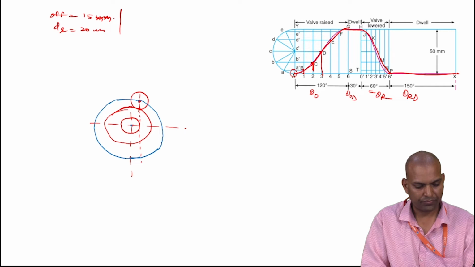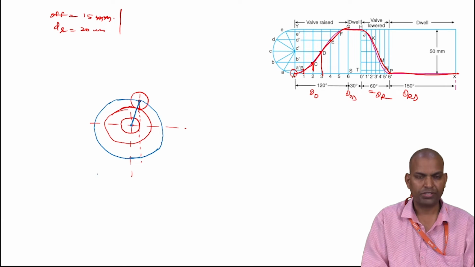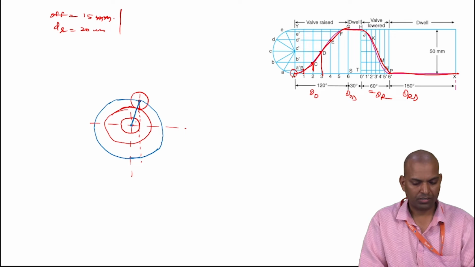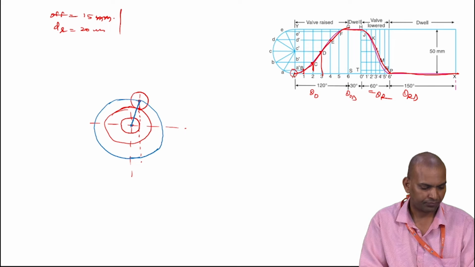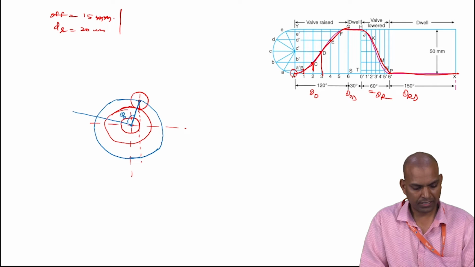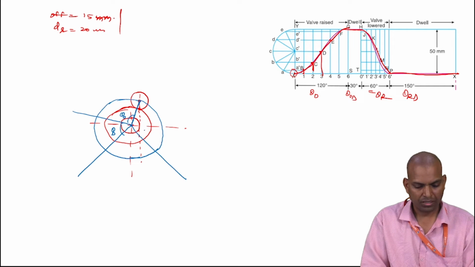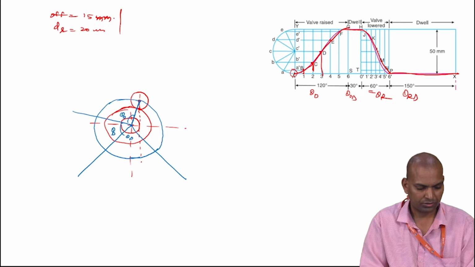Join the center of the offset circle to the center of the roller. This is the reference. Now with this 120 degree cam rotation, draw a line at 120 degrees. I am drawing approximately, it will be around 120 degrees. This is theta outstroke. Next 30 degrees is theta dwell, the outstroke dwell. Next is 60 degrees, this is the return stroke, and the remaining is the return stroke dwell.